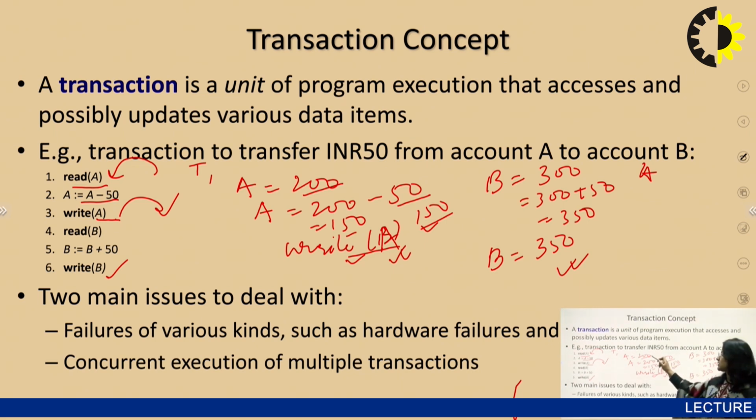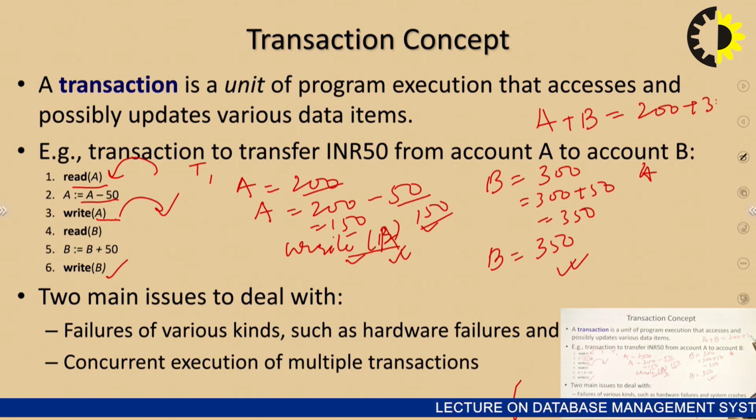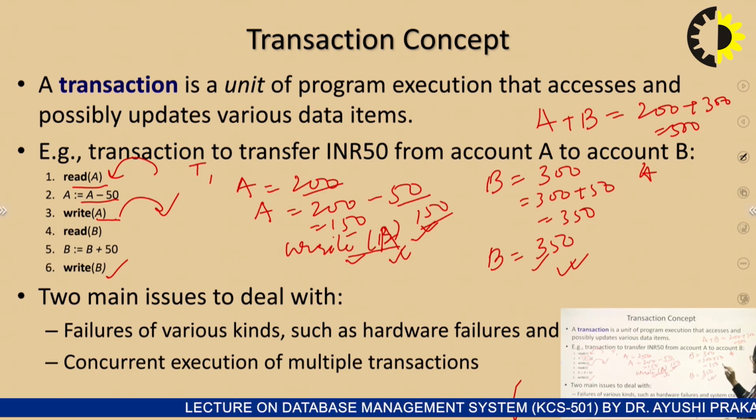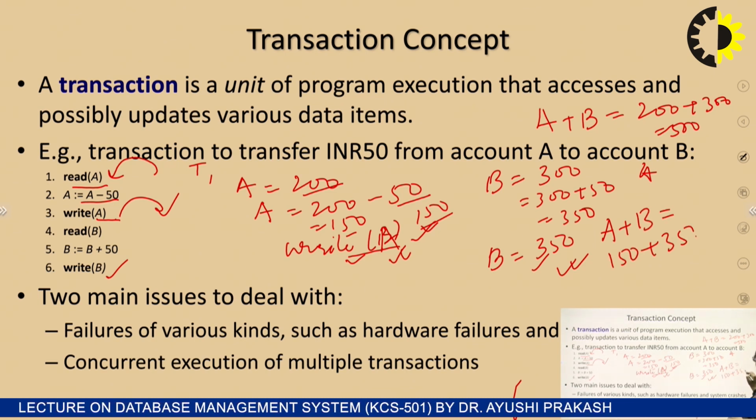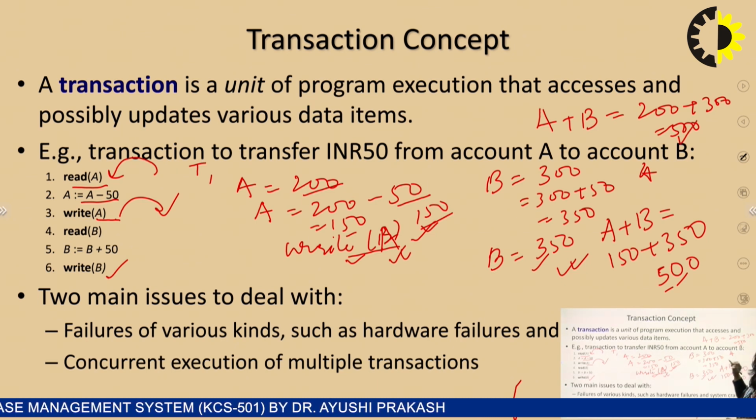Consistency means, let's suppose here before the transaction, the data A plus B was 200 plus 300. A was 200 and B was 300. So the total is 500. Now, after these transactions, the updated values are A is 150 and B is 350. A plus B, 150 plus 350, is 500 again. So before the transaction it was 500 and after the credit and debit it is 500. So we can say that yes, the consistency is maintained in this transaction. If we are executing in a single environment, it is very easy to maintain the consistency.